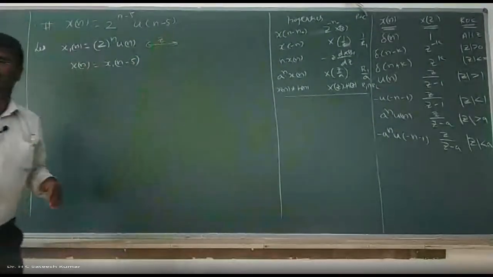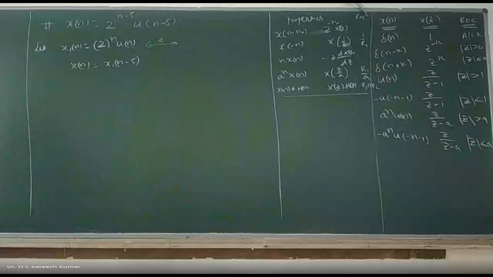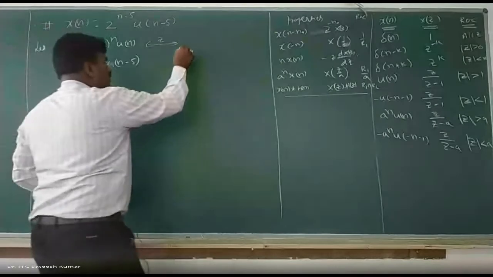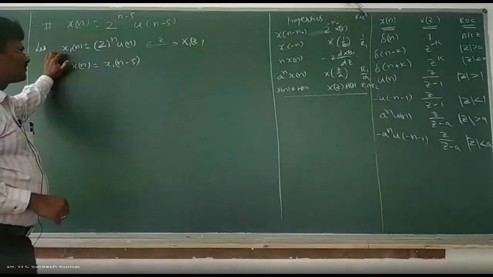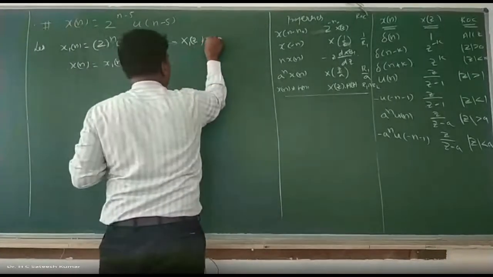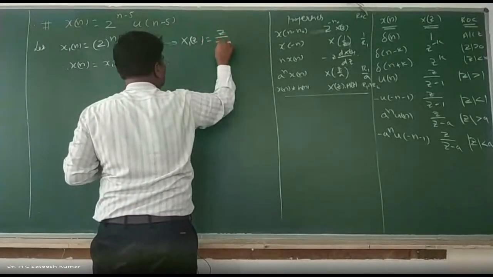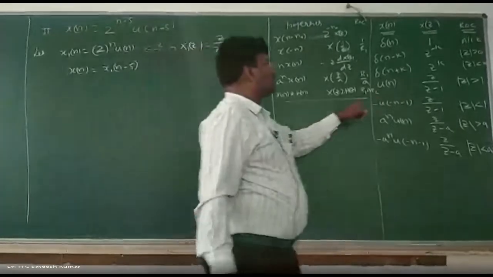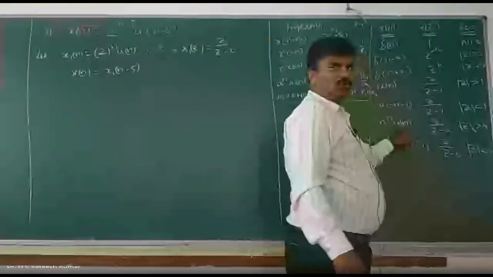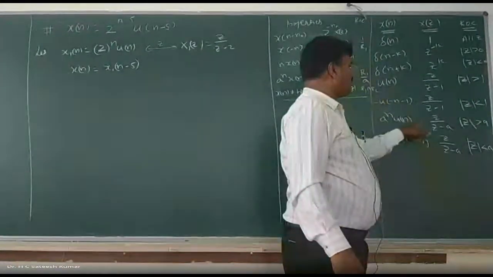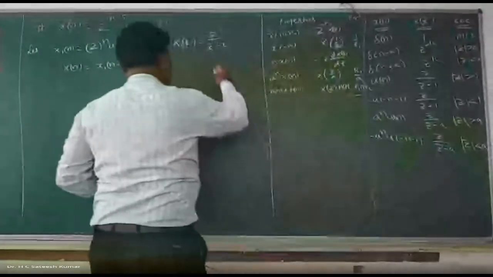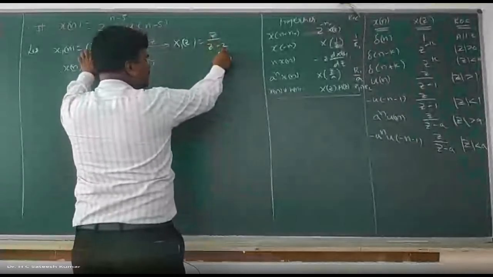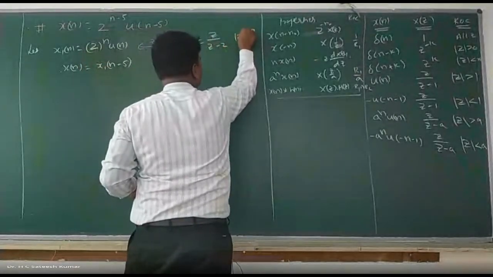The z transformation of x1 of n is x1 of z, which is equal to z divided by z minus 2. Use the property. What is the standard relation? A power n into u of n is z divided by z minus a, with mod z greater than a. So therefore, z divided by z minus a becomes z divided by z minus 2, with mod z greater than 2.